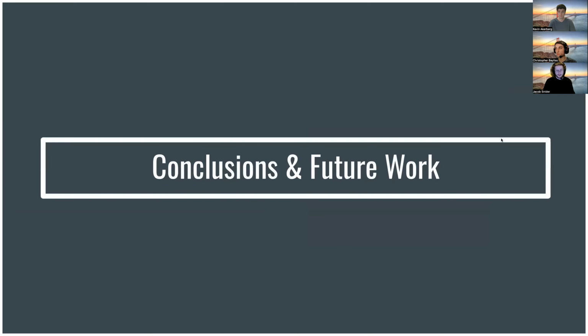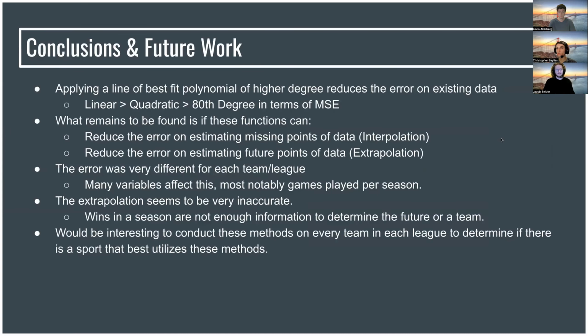So now we can talk about the conclusions that we came to and the future of our work. So what things did we conclude? Well, we did find that if we increase the degree of our polynomial, the error does decrease. So the linear had the highest error, quadratic had less error than the linear, and the 80th degree had less error than the quadratic. So as we increase that polynomial degree, we start to get less error.